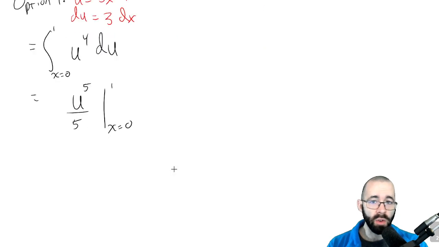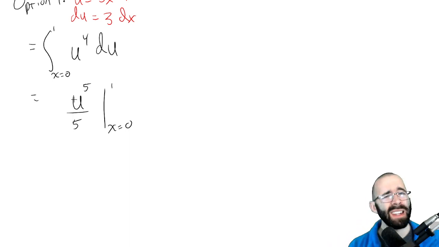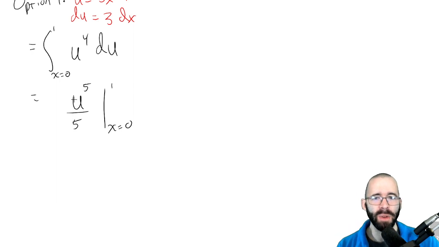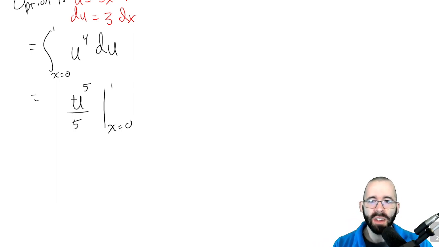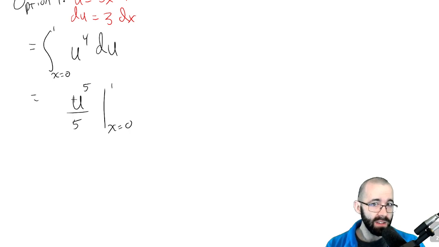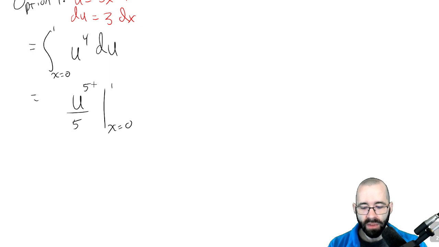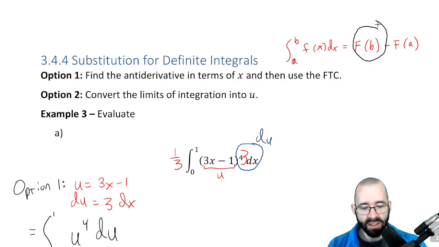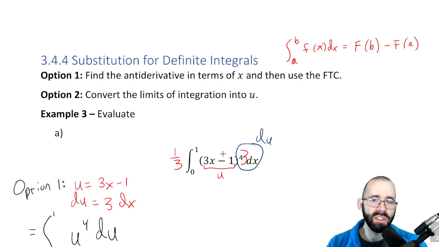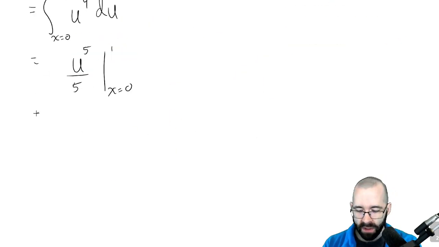So we can't plug in 0 and 1 because x should be 0, not u. So we need to put everything back in terms of x's if we're doing option 1. And that's why I don't like option 1. I don't want to put things back into x's if I don't have to. And again, as a reminder, we do not need the plus c because we're using the fundamental theorem of calculus. If this has a plus c and this has a plus c, they cancel. So we usually just ignore the c.